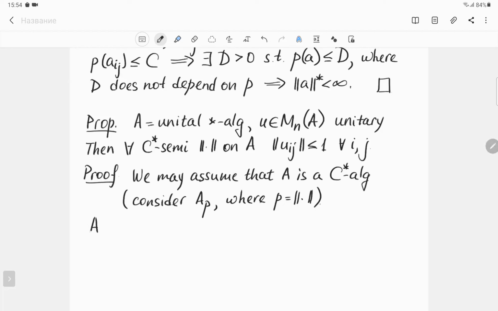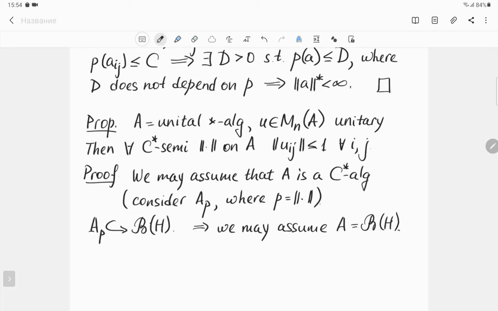Now A_P is a C-star algebra, so by the Gelfand-Naimark theorem, it is isometrically embedded into some B of H, for some Hilbert space H. And so by replacing A_P by B of H, we see that it suffices to prove our proposition for the algebra B of H. So we may assume that A is just B of H, and we reduce everything to the case where A is B of H.